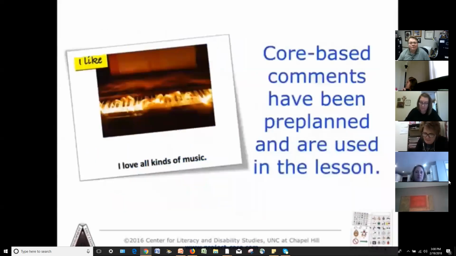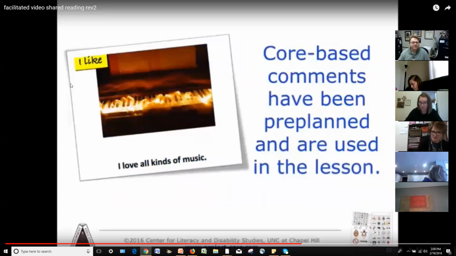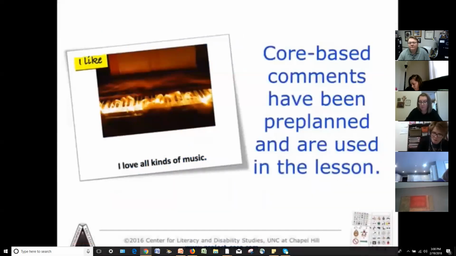After you've selected a book, spend time planning comments you can make on each page. We literally put sticky notes on the book to help us remember these planned comments when we are interacting with students during shared reading. It helps us juggle the book, our role in modeling how to use core vocabulary, and our role in attributing meaning and building upon the students' efforts to communicate.